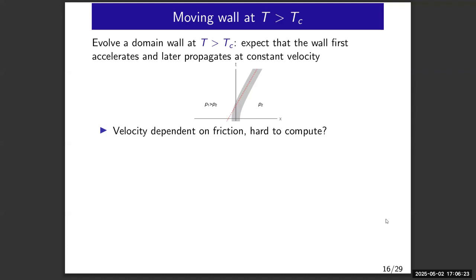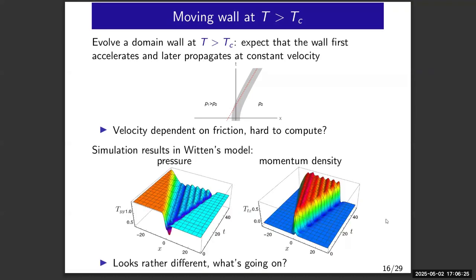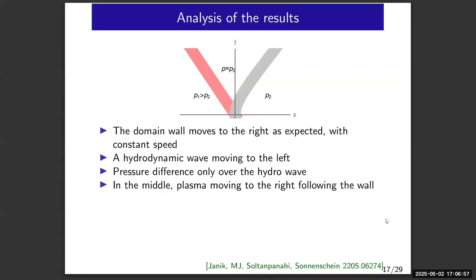So, okay, this is one of the first things that we did with this hydro model fitted to Witten's model. And the results look like this. So this is as a function of the time and one of the spatial coordinates. And well, this looks somewhat more complicated than the simple picture that you have in mind. So this was quite a surprise for us. Maybe if you were a real hydro expert, this would not be so surprising. But so what is going on? It turns out that the picture is not so complicated.